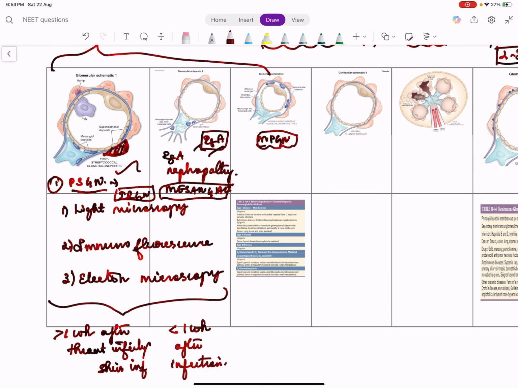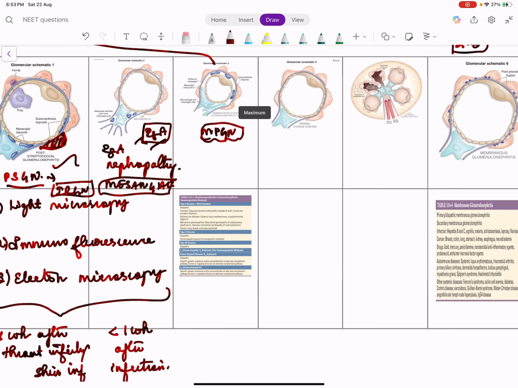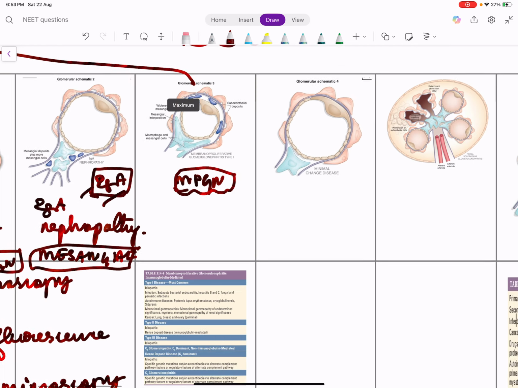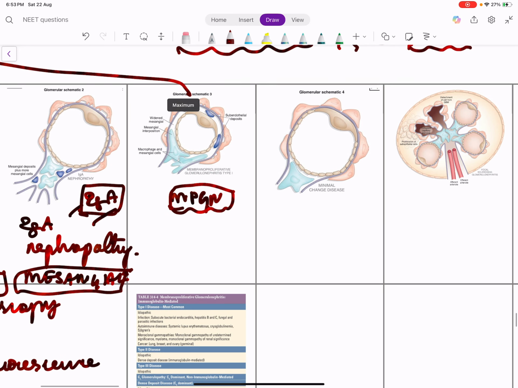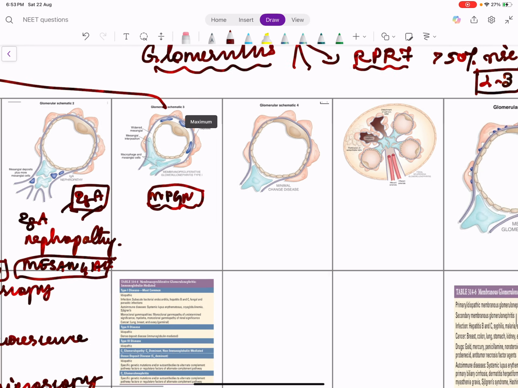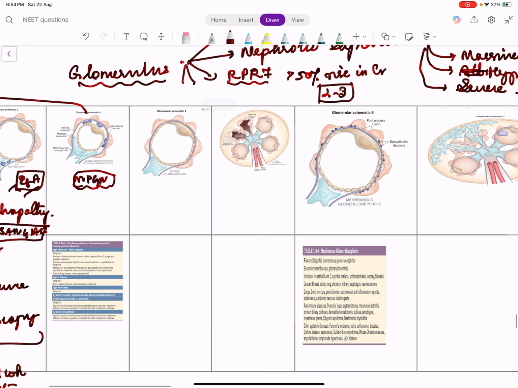How will you prove? By doing biopsy. Right? So there is something called MPGN. There are some types of MPGN. We are not discussing it. So the name itself suggests there is membranoproliferative change. There are some pathological findings which we will not discuss for now.